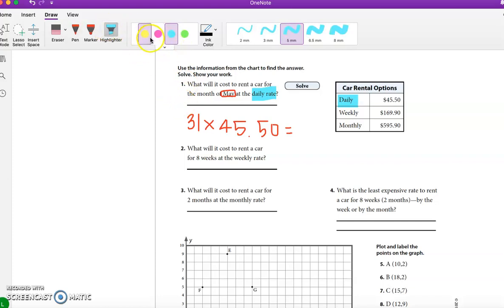What about number 2? It's asking weekly rate, and here is weekly rate, and it's asking for 8 weeks. Then what do I do? I just need to times by 8. I'm going to write it here, times by 8. What about number 3? It's asking monthly rate. Here's my monthly rate, and he is going to use it for 2 months. So I just need to times by 2. Okay.